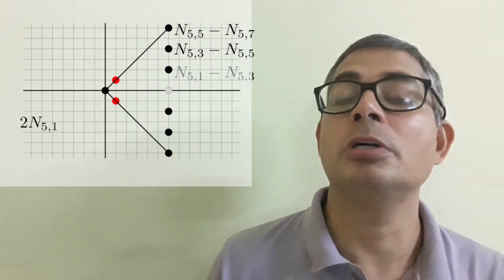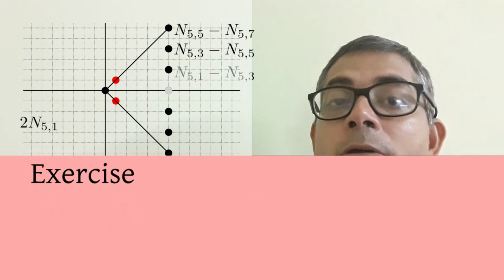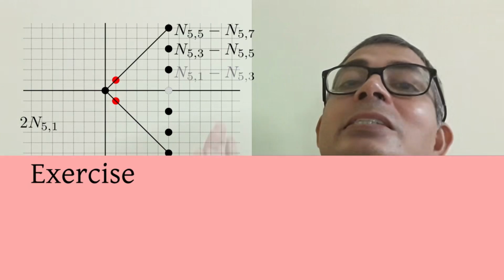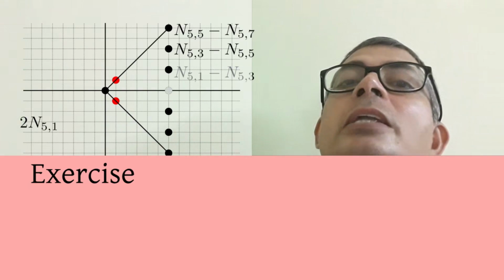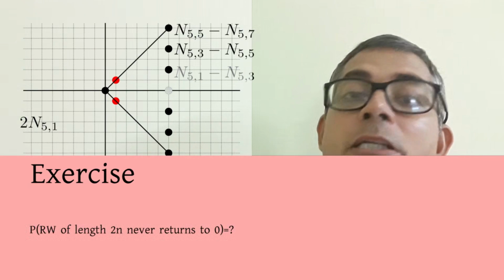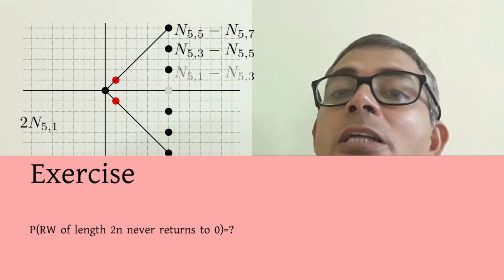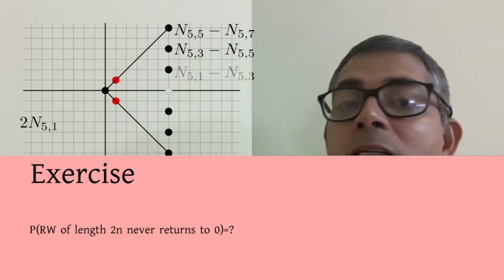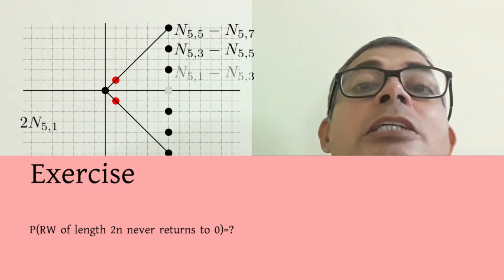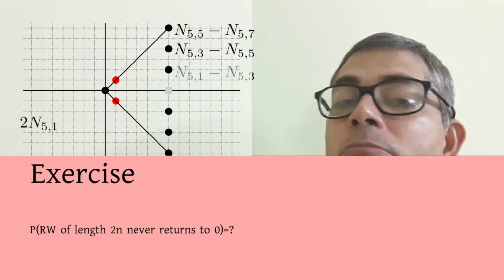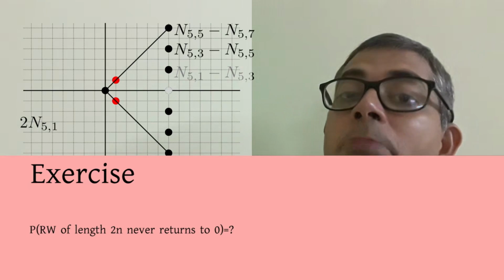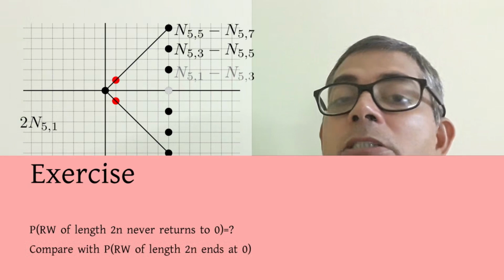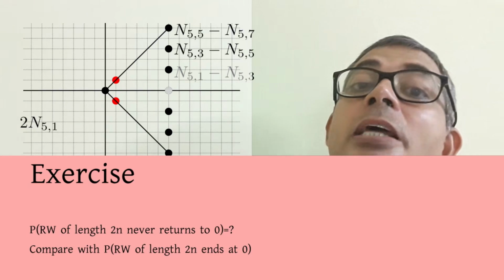Now I shall give you your exercise. Generalize this when I replace this 6, that is the length of the path, with any even length. That is, if a simple symmetric random walk starting from the origin runs for 2n seconds, then what is the chance that it will never return to 0? And as a bonus surprise, try to answer this question. Is this probability greater than the chance that it ends at 0?